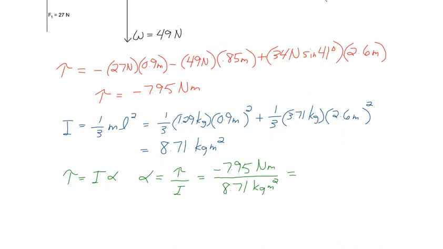And solving that, your answer is going to be in what units? Radians per second squared. So negative 0.913 radians per second squared.